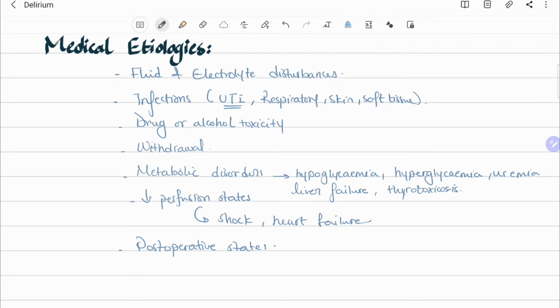Metabolic disorders such as hypoglycemia, hyperglycemia, uremia, liver failure, and thyrotoxicosis. Low perfusion states, as in shock and heart failure. Post-operative states, especially in older adults.